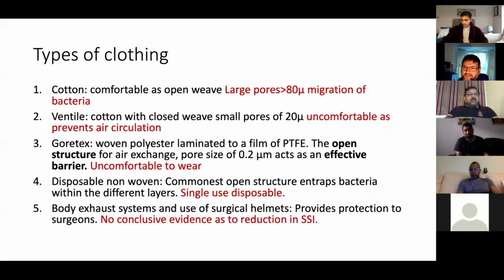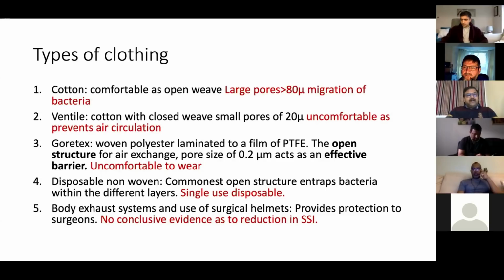So, different types of clothing which are available in the theater at the moment. Cotton, the old reusable cotton gowns, are no longer used very frequently. These are comfortable to wear as they are open pore, but the pores are more than 80 microns and they lead to free migration of bacteria, which is not a desirable thing. They have mostly been done away with.